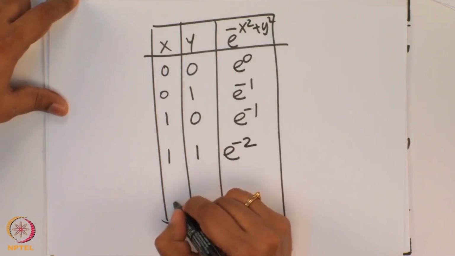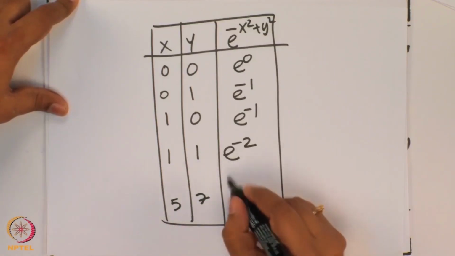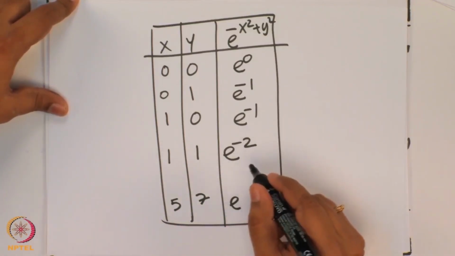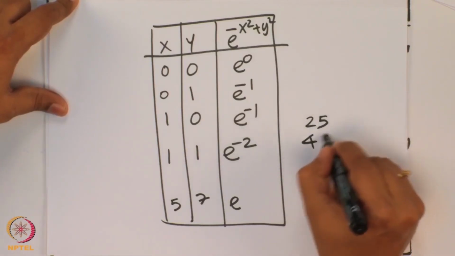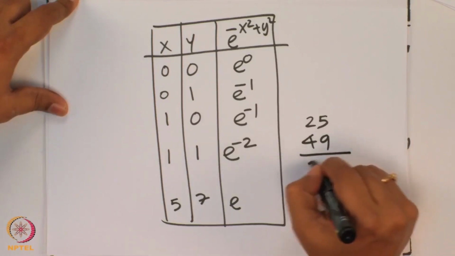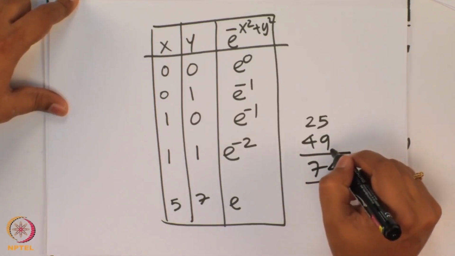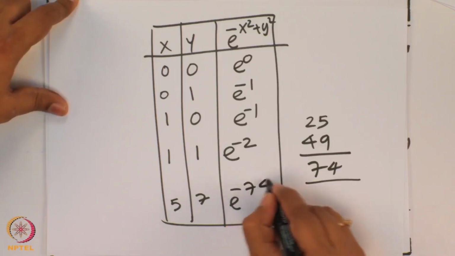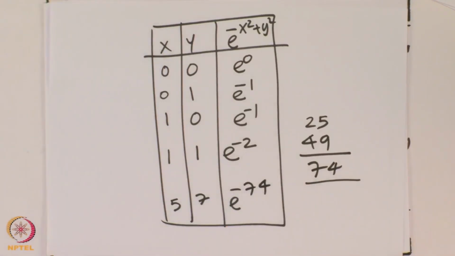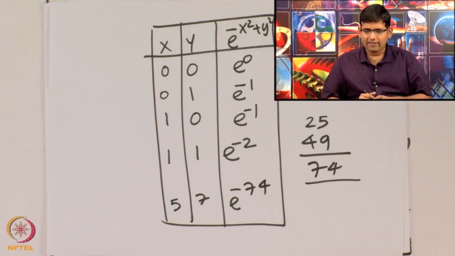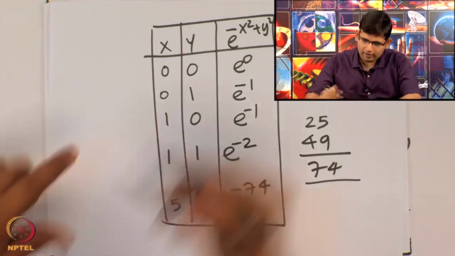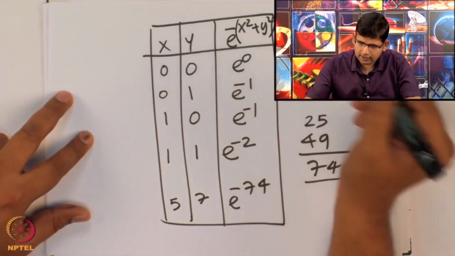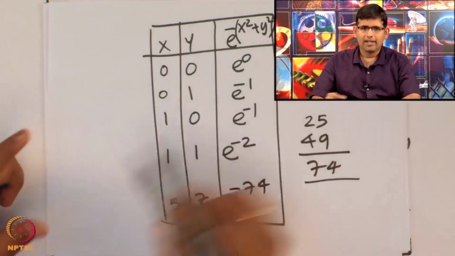And you can put any number you want, like let's say 5, 7. If I put 5, 7, it will be e power minus (5 square, which is 25, plus 7 square, which is 49). So this will be 74, so it will be e power minus 74. It will be a very small value when x is 5 and y is 7, right? So there is a bracket here. This is the function that we want to plot, e power minus (x square plus y square).